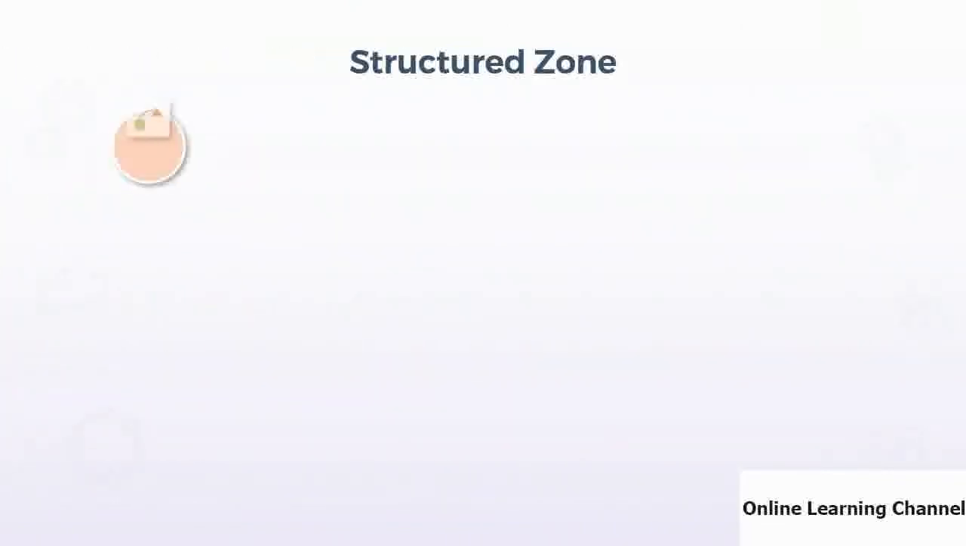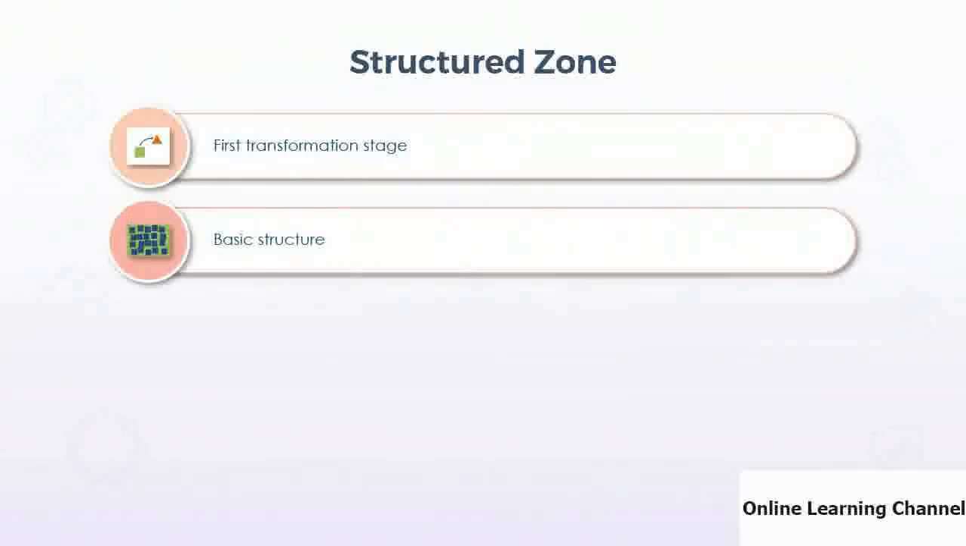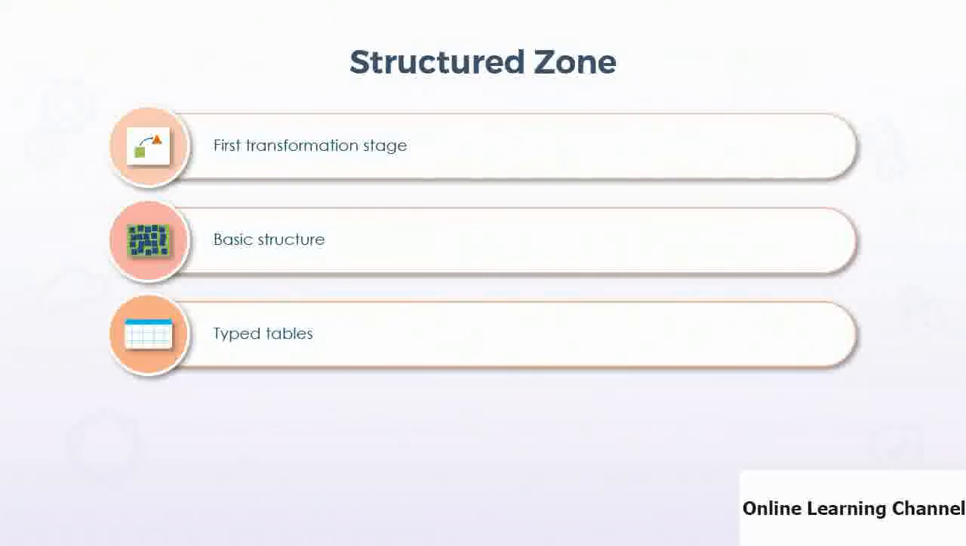Now, the structured zone is the next step in the zoning process. So let's get into it. This is where data that has undergone the first stage of transformation is copied to. These transformations might be to remove unused fields or clean up system data that is not relevant. And this zone provides a basic structure to the data that provides some value over the contents of the raw zone. Data in the structured zone should be contained within typed tables, bringing unstructured data from the raw zone into a structured or semi-structured state.